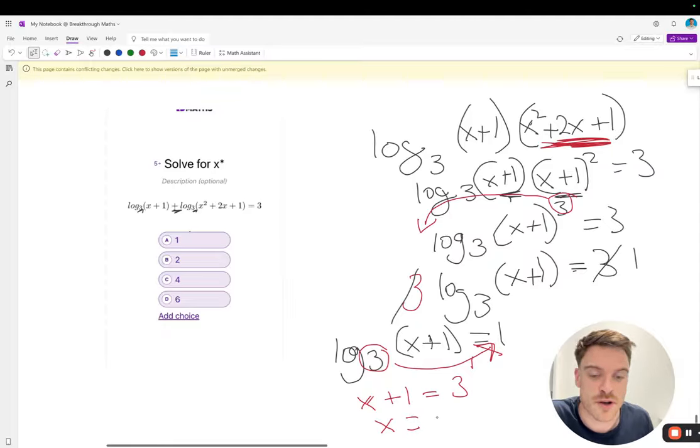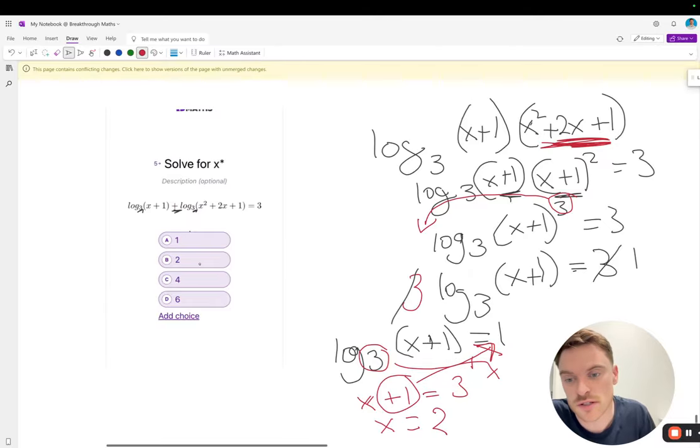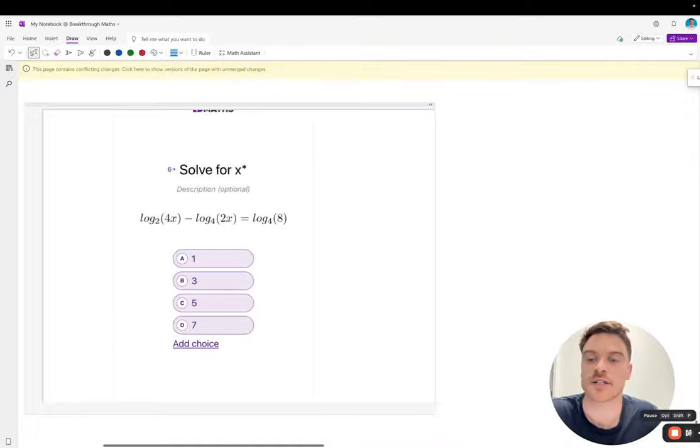Bring the 1 over, it becomes minus, so x is equal to 3 take 1, which is 2. That's your answer. There's a lot going on there, but you used log rules twice in the one question, which is probably not what you usually expect, but that's a lovely practice one. Last one here.